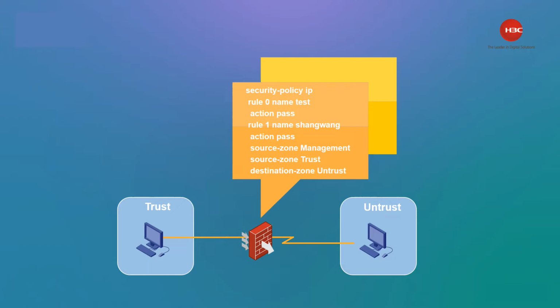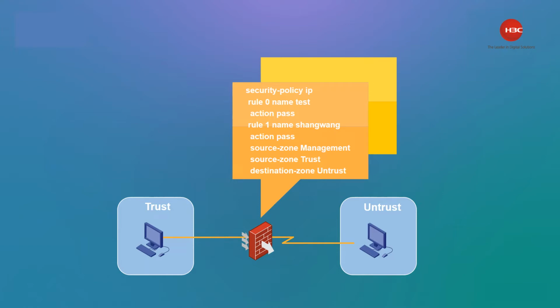The security zone is one of the basic features that distinguish the firewall from the switch and router. The interface will only forward data after it joins a security zone. Security zones can be used to manage multiple interfaces with the same security requirements on firewall devices.